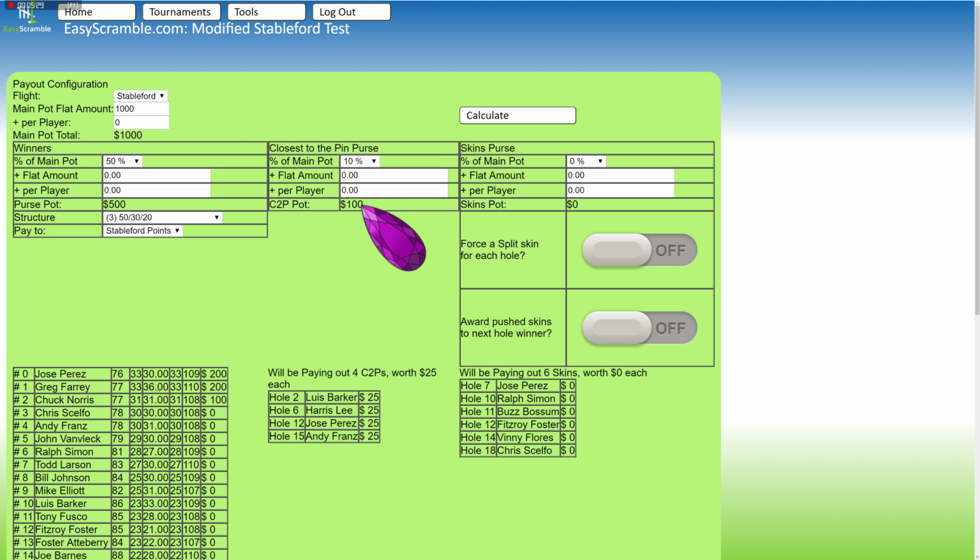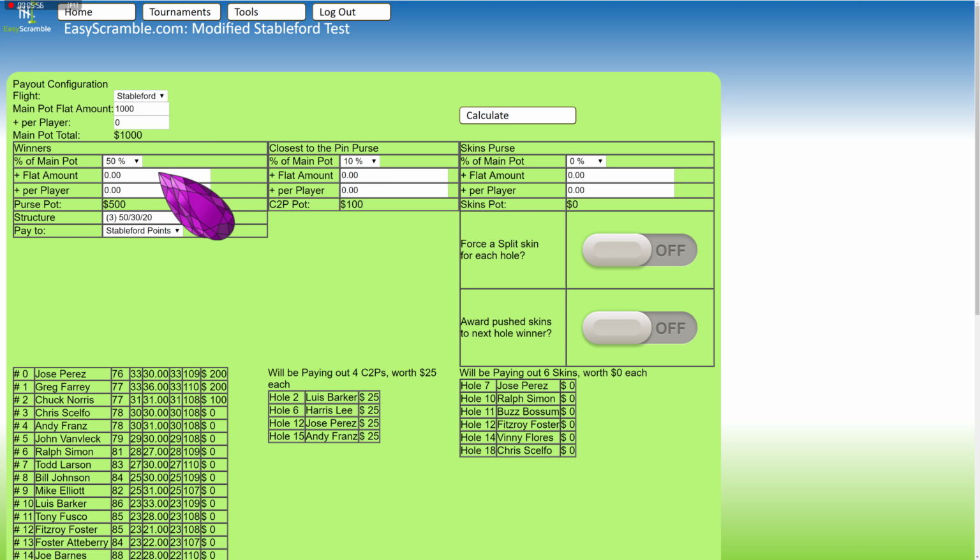So what do we have there? We take that $100. We had 4 closest to the pins. Now, if nobody hit the green, then it would have divided this out $33.33 per person, because it's only going to give an award if somebody actually won the award. So just because you're having a contest closest to the pin doesn't necessarily mean somebody hit the green. So it takes that into consideration and divides it by the number of winners and does it correctly.